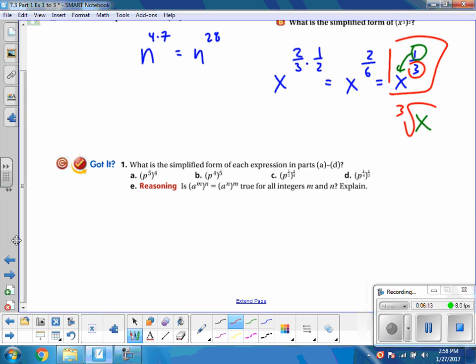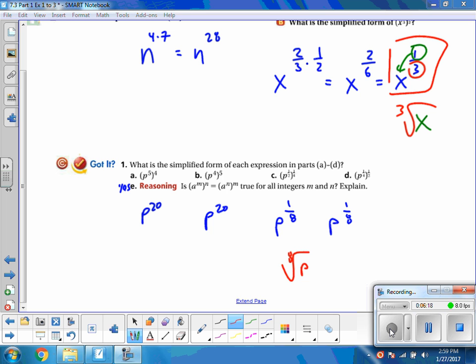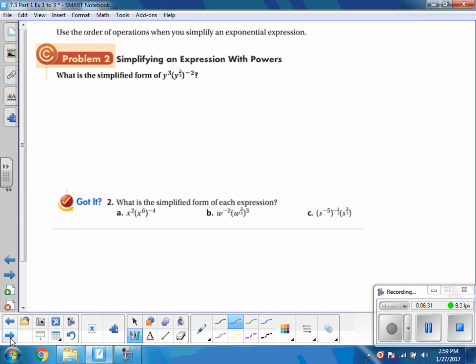Oh, look it, you get to try some. Press pause, give it a try. All right, how do you do? Take a look, and p to the 8th power is actually saying the 8th root of p. But you can leave it like this for now, because that's what we're working on. What's next? How exciting.